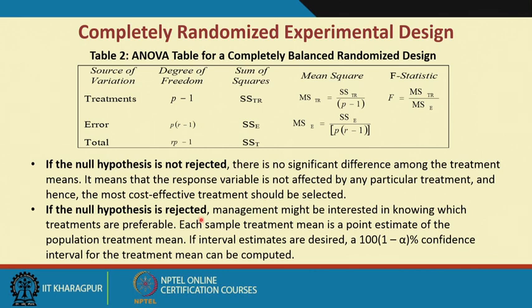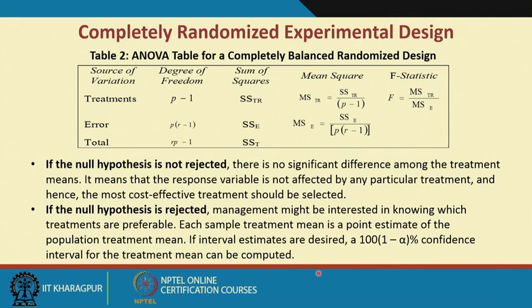If the null hypothesis is rejected, management might be interested in knowing which treatments are preferable among the p treatments. Each sample treatment mean is a point estimate of the population treatment mean. If interval estimates are desired, a 100 times (1 minus alpha) percent confidence interval for the treatment mean can be computed.